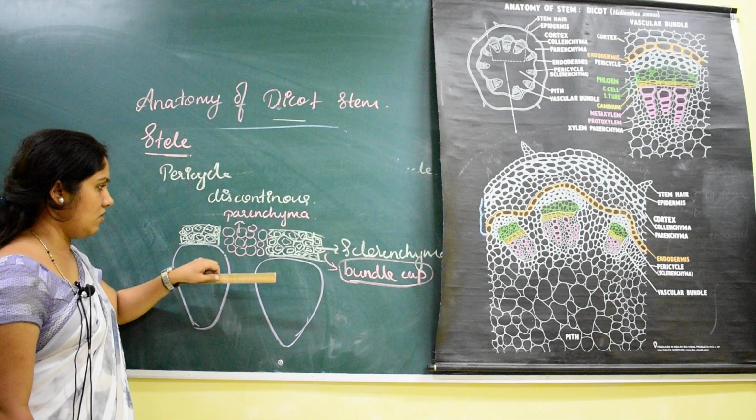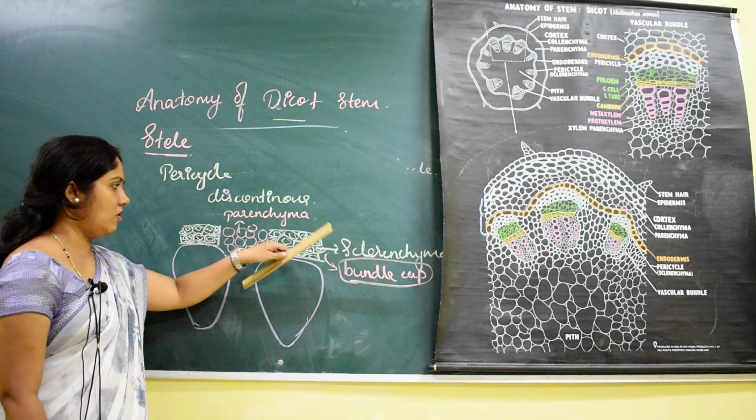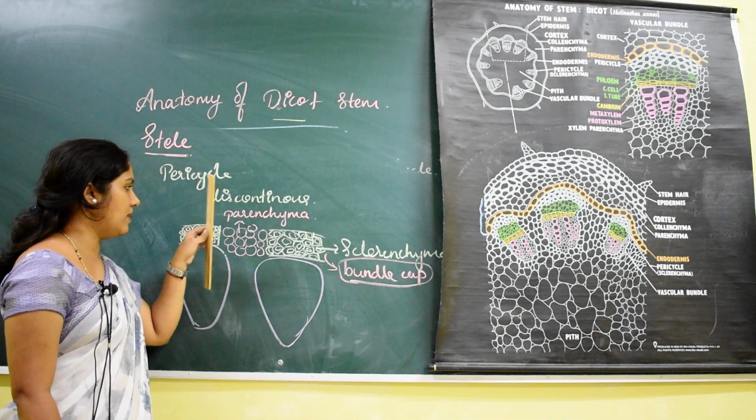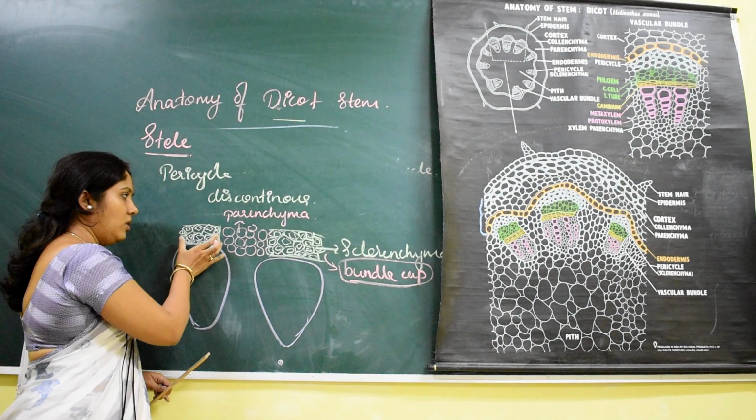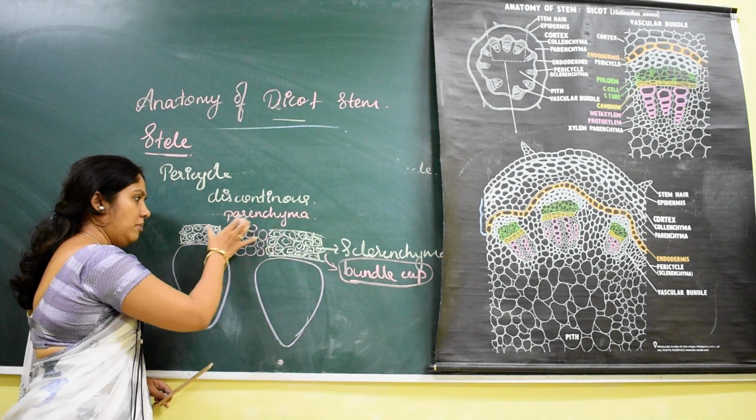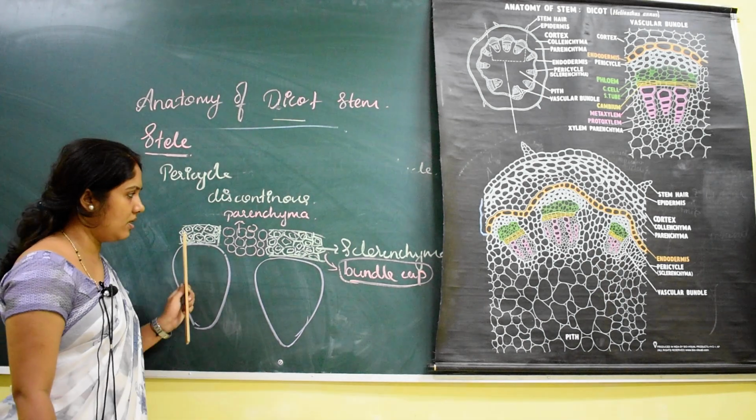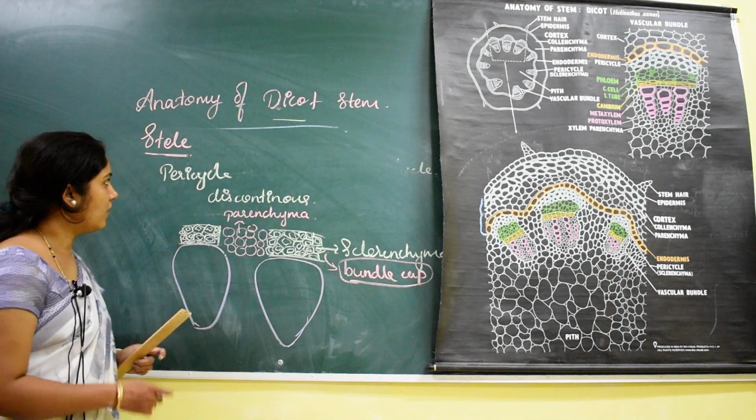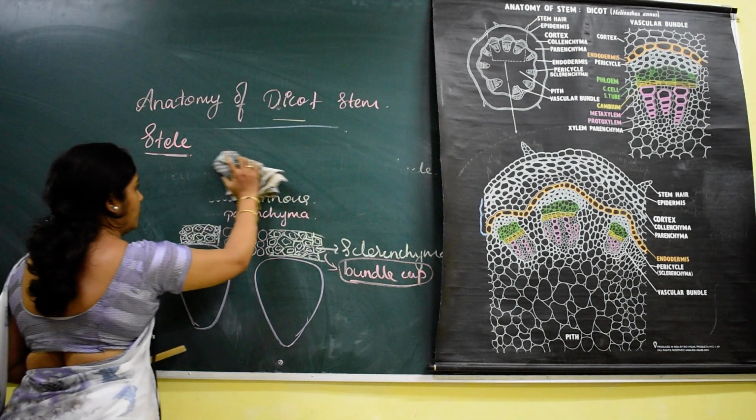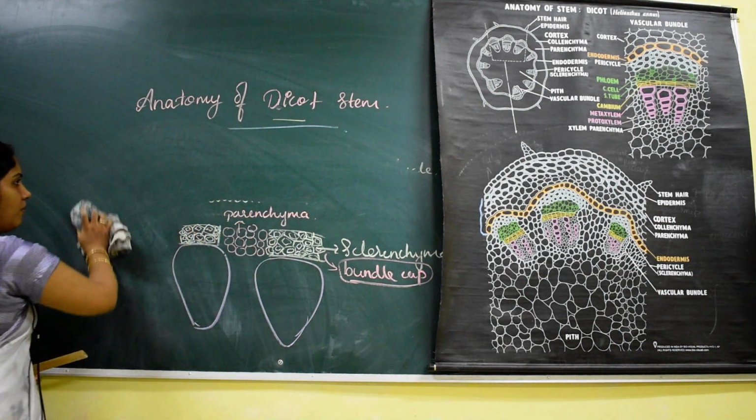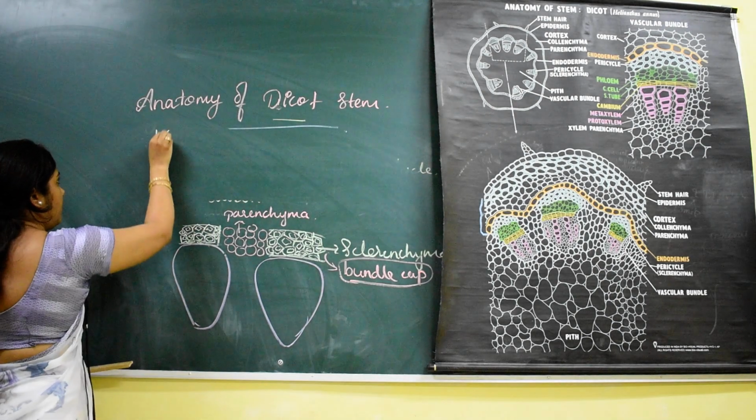So just to explain the bundle cap, I have drawn the vascular region. The pericycle is discontinuous because the sclerenchyma tissue is arranged in the form of patches. In between two patches of sclerenchyma, we can see parenchyma tissue. Hence, it is discontinuous. So, next is the vascular tissue.